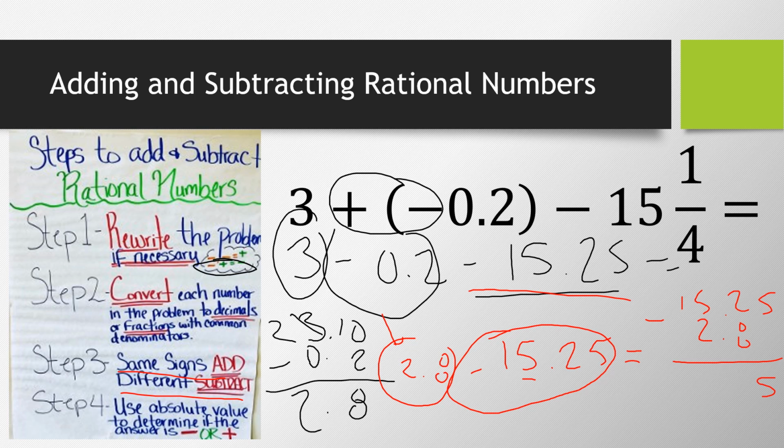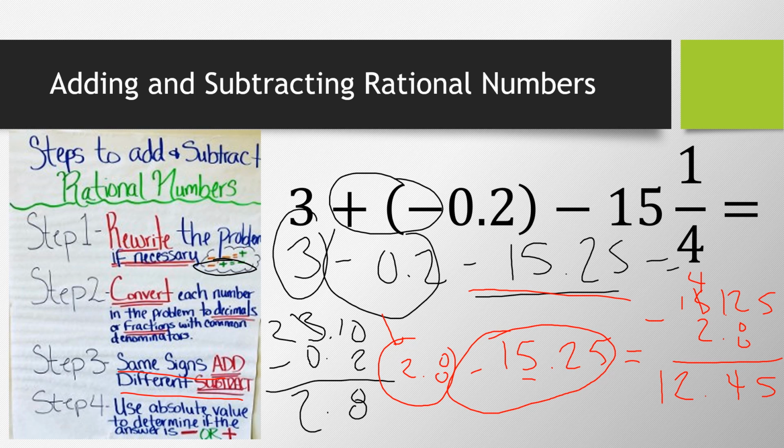5 minus 0 gives you 5. Really, that's 5 hundredths minus 0 hundredths. All right, I have to regroup. 12 tenths minus 8 tenths gives you 4 tenths. 4 minus 2 gives you 2. And 10 minus nothing gives you 10.